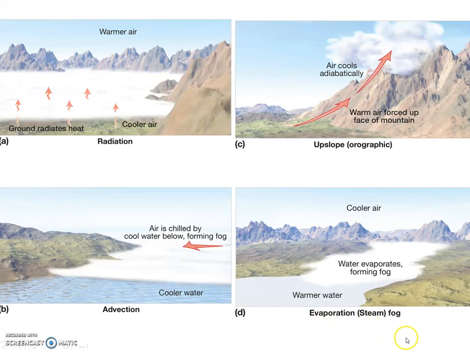Lastly, an evaporation fog. This occurs when water is added to cool air that is already nearly saturated. This is common over water bodies at night, as the warm water continues to evaporate and the cool nighttime temperatures tend to be lower than the dew point temperature. So again, we tend to find it over water bodies at night. So that's our 4 types of fog: radiation fog, advection fog, upslope or orographic fog, and evaporation fog. Notably, though, sometimes a fog may be a combination of more than one of these types.